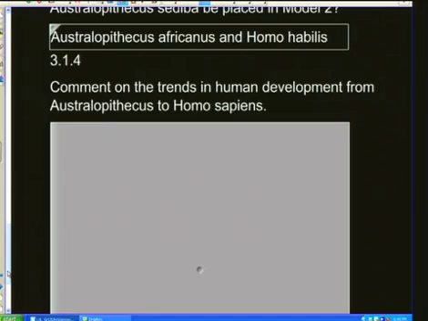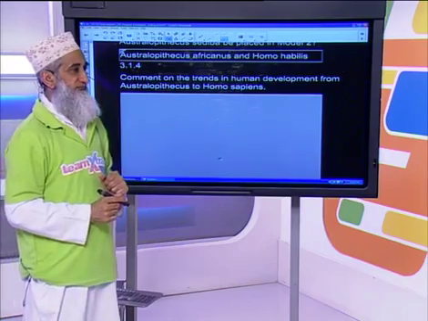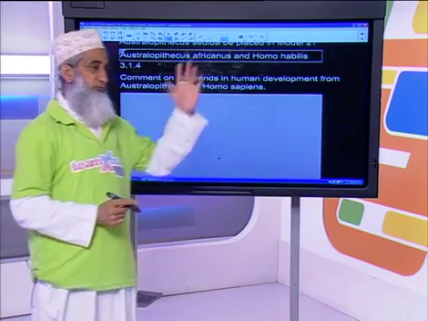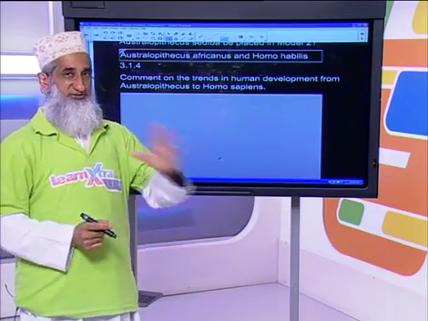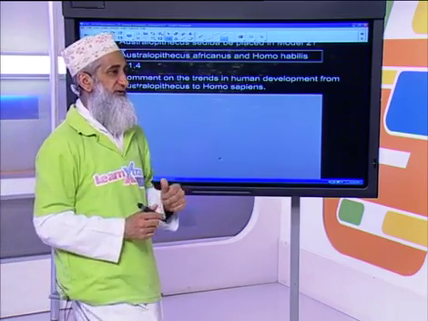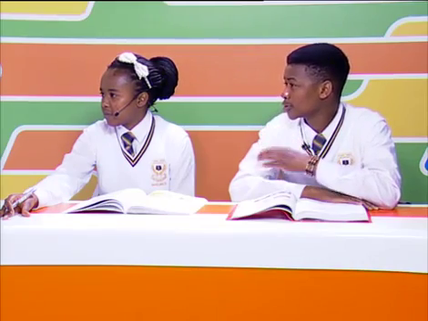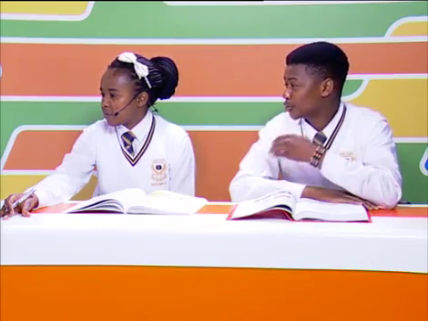Good. Next question. Comment on the trends in human development from Australopithecus to Homo sapiens. What are the changes that have taken place as we move from Australopithecines to Homo sapiens? One would be bipedalism, from quadrupedal to bipedalism, and we discussed the significance of that already in the previous segment. What else? The protruding of the jaw. Is it becoming more protruding? Less protruding. What about the slope? We're moving towards a flatter face. What about the size of the brain? A larger relative brain. Excellent, guys. I'm happy with that.